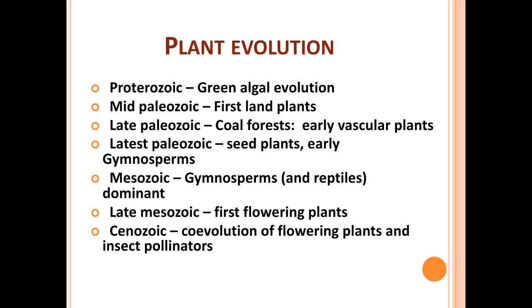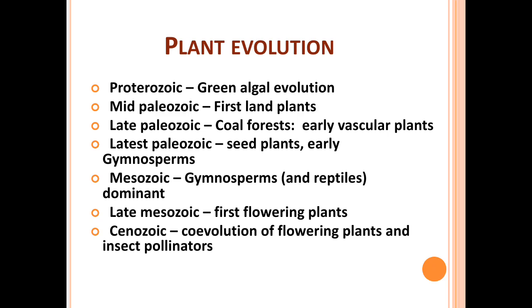Proterozoic, Paleozoic, Late Paleozoic, Latest Paleozoic, and the plants which are discovered or produced in these areas are: first land plant in mid Paleozoic, and in late Paleozoic some early vascular plants are produced or exist at that time. Latest Paleozoic: seed plants and early gymnosperms.